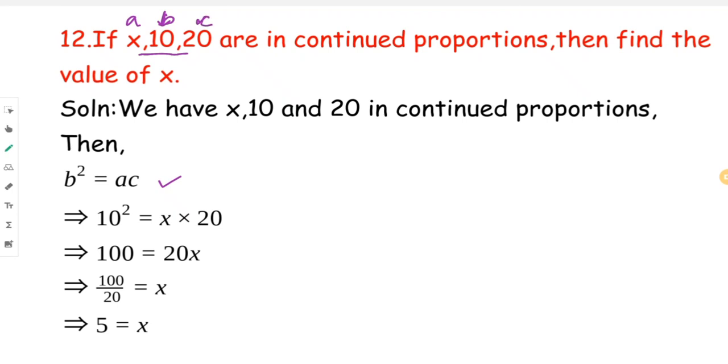So b is how much? 10, but 10 squared, right? So 10 squared, a is x, so I've written here, and then c is how much? c is 20, right? Now if you multiply this x into 20, we'll get 20x. 10 squared means simply 10 into 10, which is 100, right? I'm trying to find the value of this x, so this 20 will go down to the denominator. 20 ones are 20, 20 fives are 100, and that is how I'll get the value of x to be equal to 5.